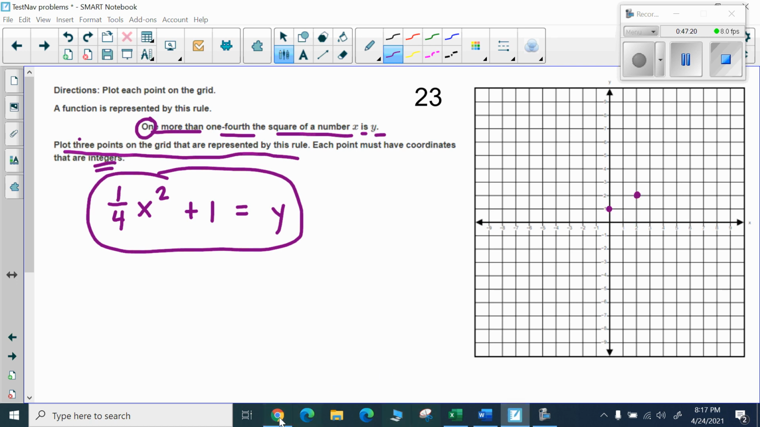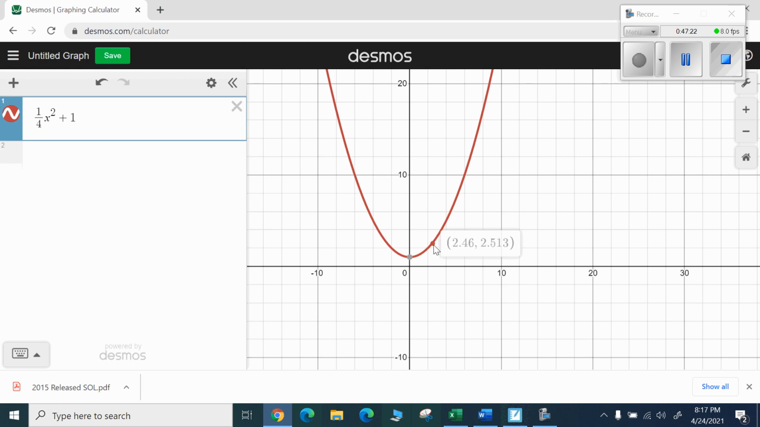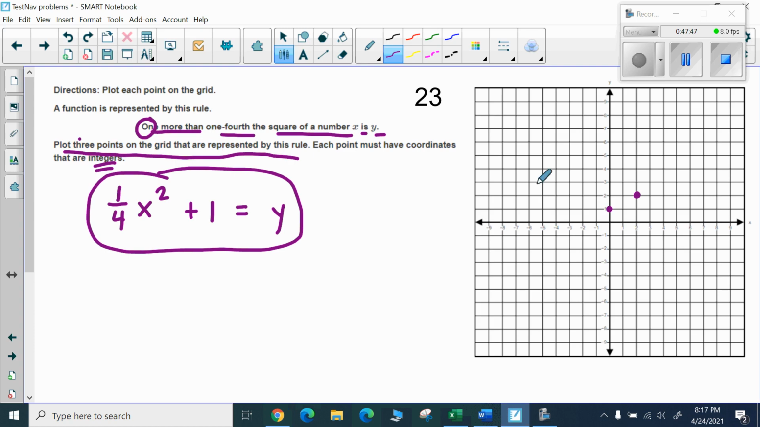And then we need to find one more where there's no decimals. So we can try going up to 3. All right, so 3 is no good because with 3 we have 3.25. It's got to be no decimals. Let's try 4. I'm going to slide up and finesse this until I get exactly on 4. Aha, there we go, 4, 5. So 4, 5 is also a good answer. So 1, 2, 3, 4, 1, 2, 3, 4, 5.